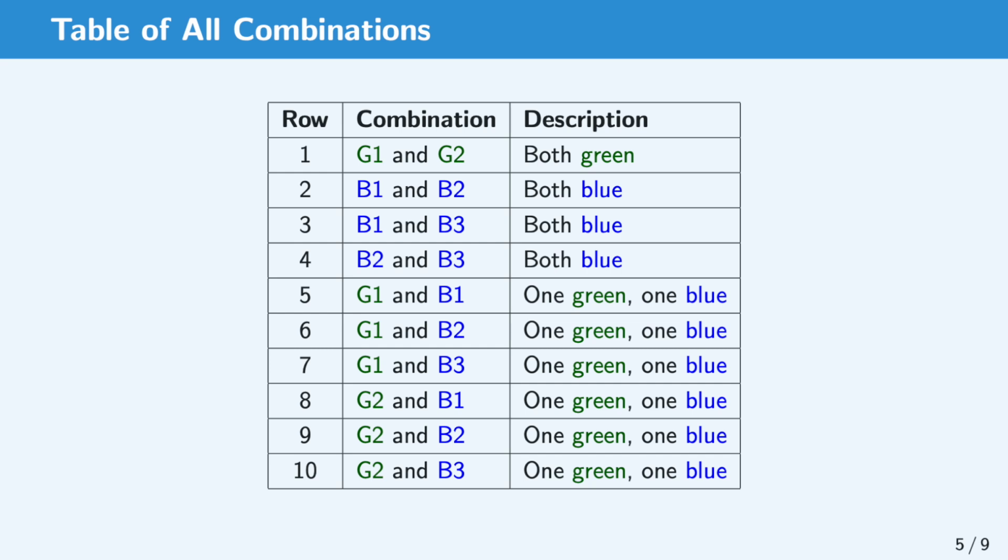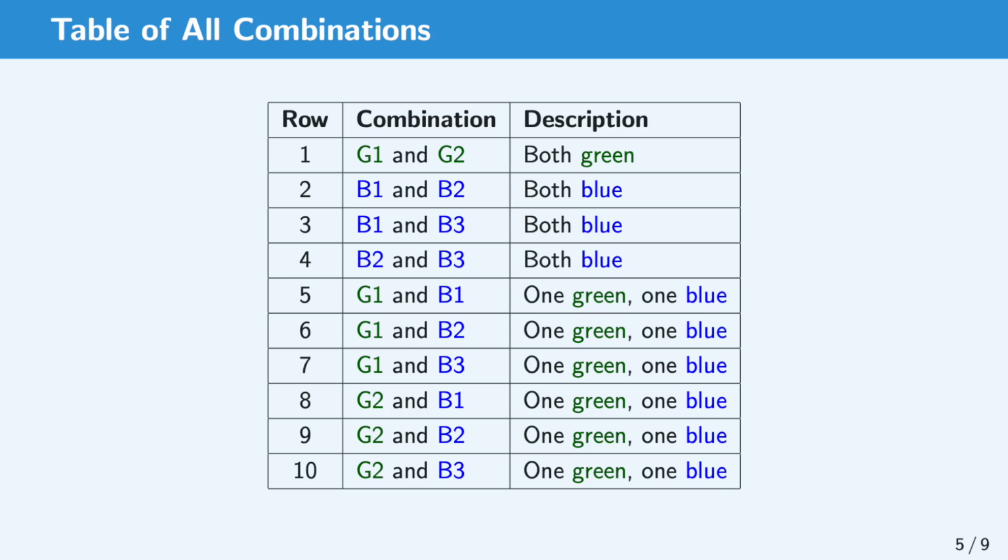Alright, here's the table of all combinations. Take a look at it carefully. 1. In row 1, we have G1 and G2, which means drawing both green balls. 2. In rows 2 to 4, we have combinations of 2 blue balls, B1 and B2, B1 and B3, and B2 and B3. 3. Now, in rows 5 to 10, we have various combinations of drawing 1 green ball and 1 blue ball, such as G1 and B1, G1 and B2, and so on. This table helps us clearly see the different possible outcomes. By numbering each row, you can easily keep track of the combinations.